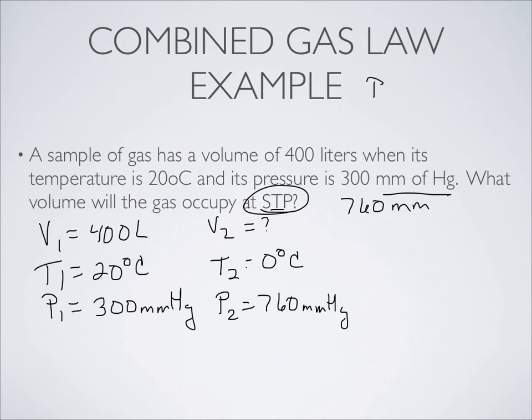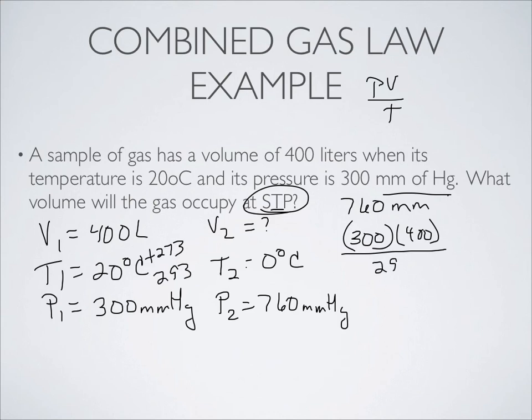So we know our formula, P1 V1 over T1, so we're looking at PV over T. So let's put pressure 300 times V 400 over T. Now make sure that you convert this. So that's going to be 293. Got to convert it to Kelvin every time. That's the thing that you have to remember. That's the most common mistake that everybody makes. Okay, 760 times V2 over 273.